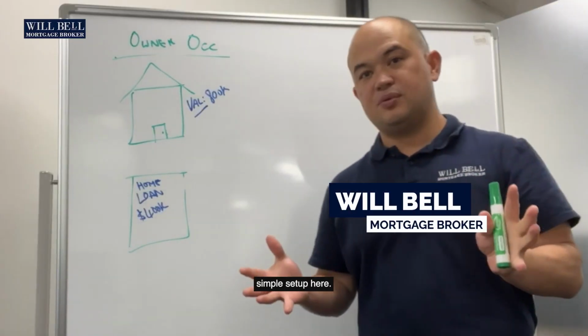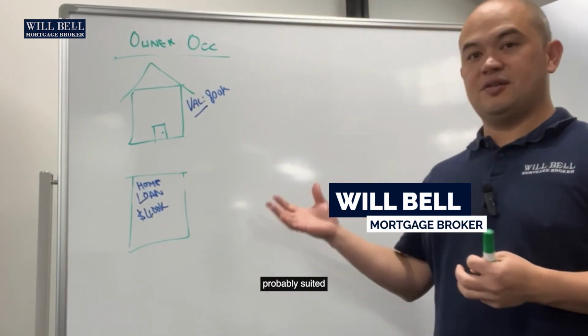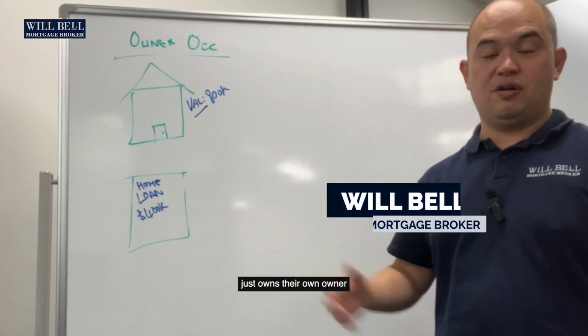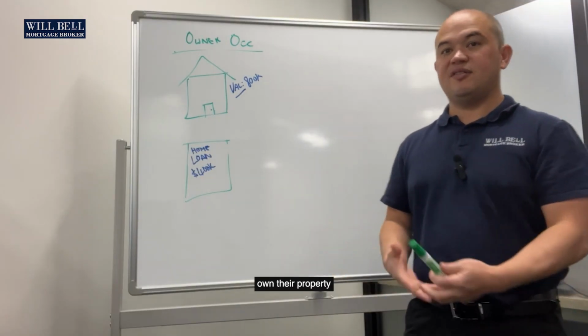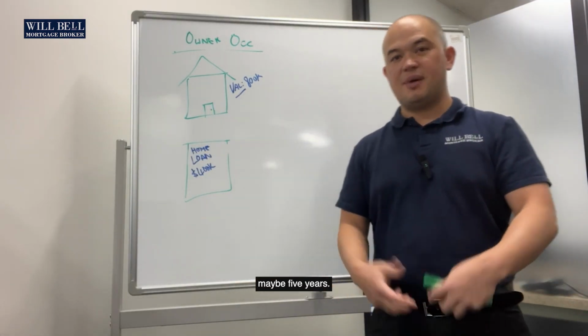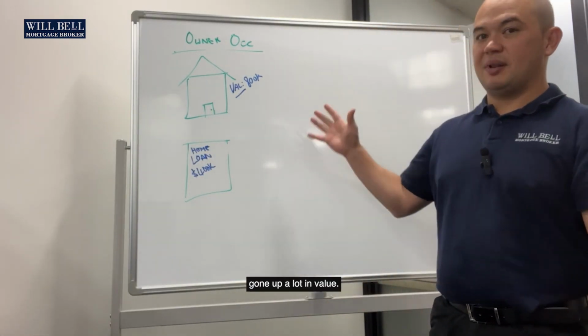Hey guys, really simple setup here. This setup is probably suited to someone who just owns their own owner-occupied property. So for example, what commonly happens is someone's owned their property over a period of years, maybe 5 years. Property's gone up a lot in value.